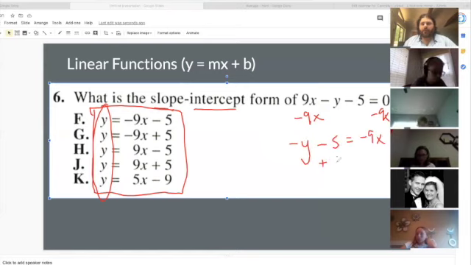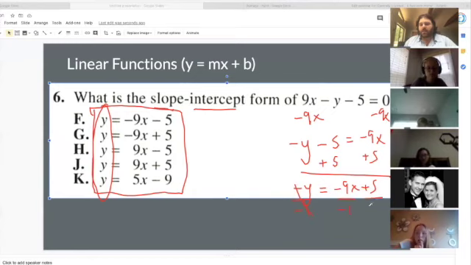Then we're going to add 5 to both sides. We're going to get -y equals -9x plus 5. Divide out that negative sign by dividing by -1. That just changes the sign to positive. And you get 9x minus 5. Okay, so answer choice H is correct. Anybody see a faster way to do this?